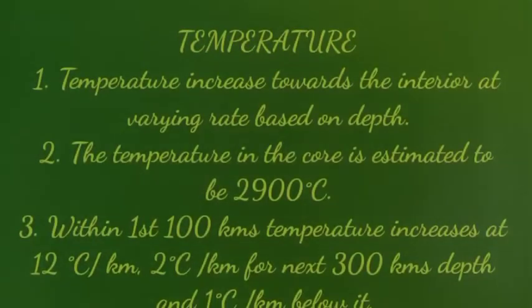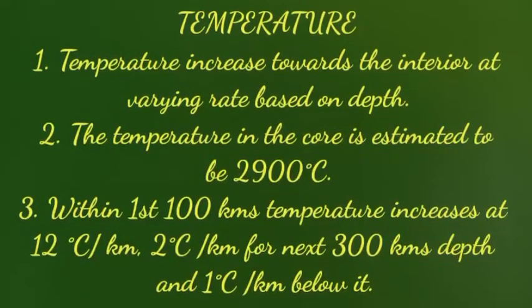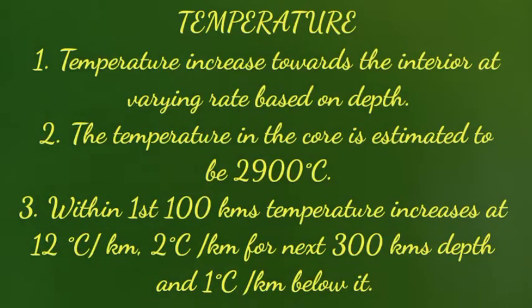The next indirect source is the temperature. Temperature, very much like density, also increases in the interior part of the earth. This is evident from the volcanic eruptions and the earthquakes that take place. When a volcanic eruption takes place, we have all witnessed the hot molten magma coming out of the Earth's surface, in fact the Earth's interior.